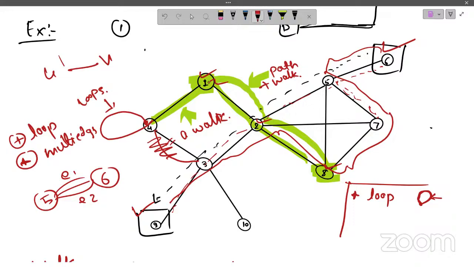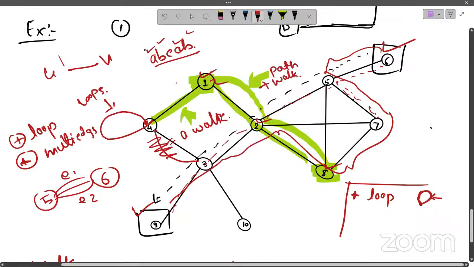Ma'am, if a series of vertices is given such that there is a loop inside it, should we still consider it to be a walk? If it's given like A, B, C, A, B, then yes, this is a walk, because we are repeating the vertices A and B twice.